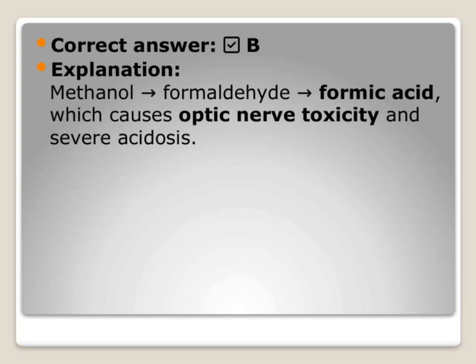The key point here is understanding the metabolic pathway of methanol poisoning. When methanol is ingested, the body metabolizes it into formaldehyde, which is then further converted into formic acid. This buildup of formic acid is particularly dangerous because it leads to two major issues. First, it causes optic nerve toxicity, which can result in visual disturbances or even blindness.